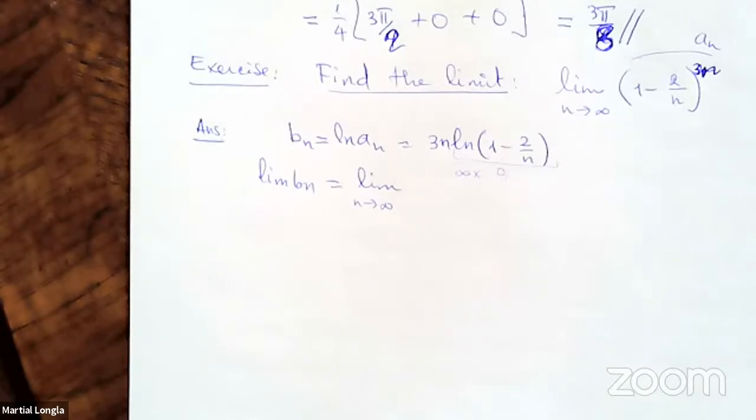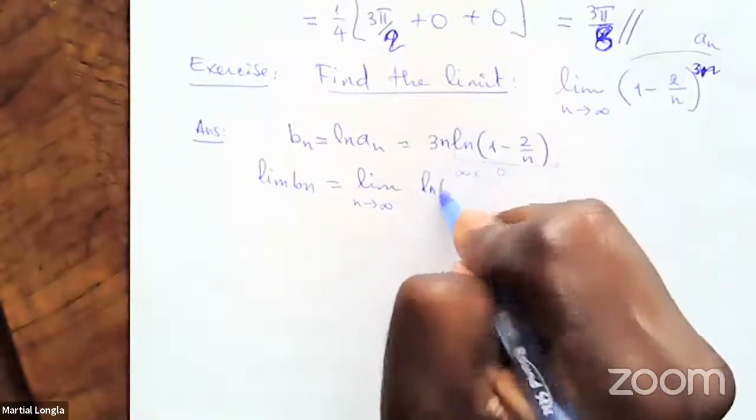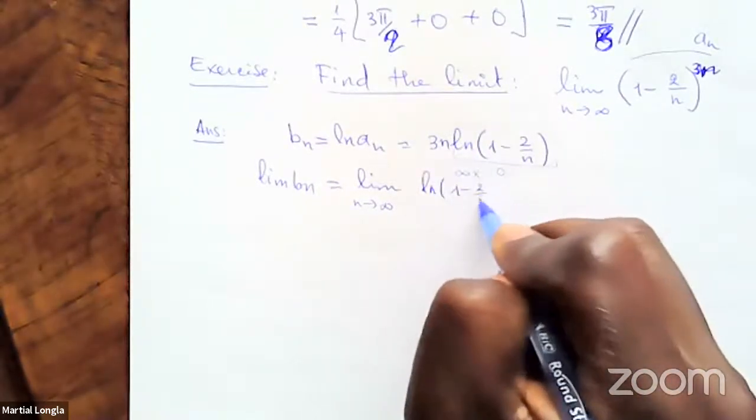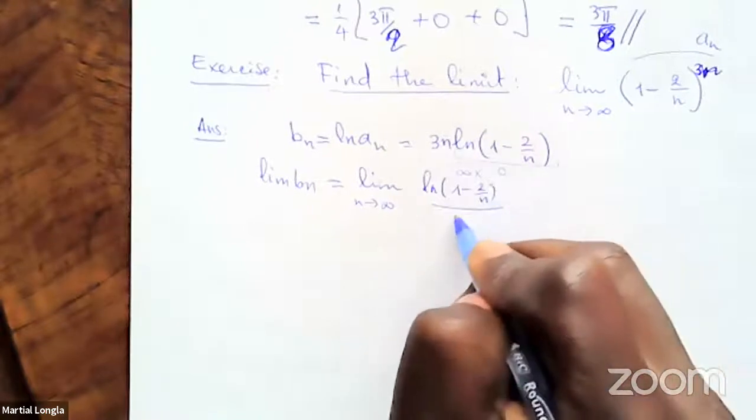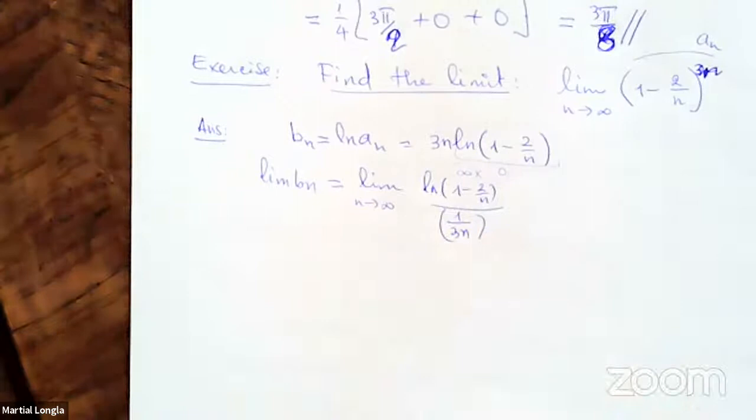Did you find that, Nick? No, I haven't found it yet. It is in those notes. The step to follow is to get the ratio of two functions with the same limit.